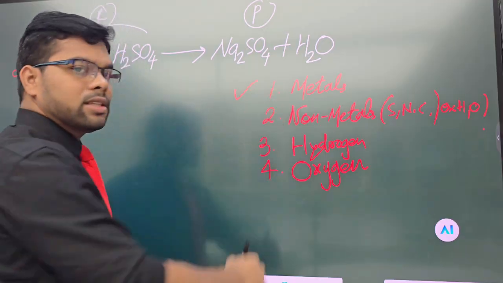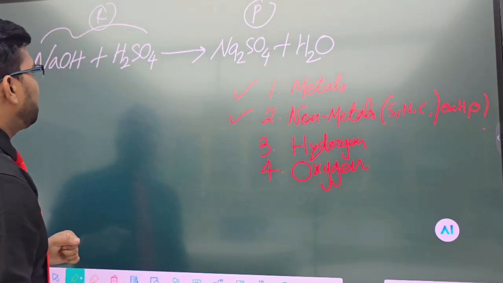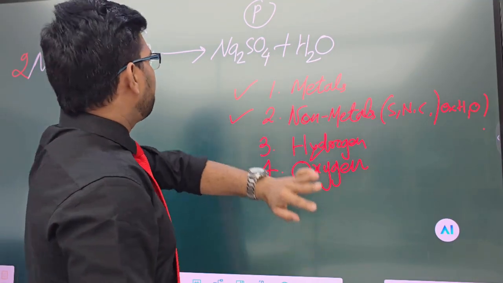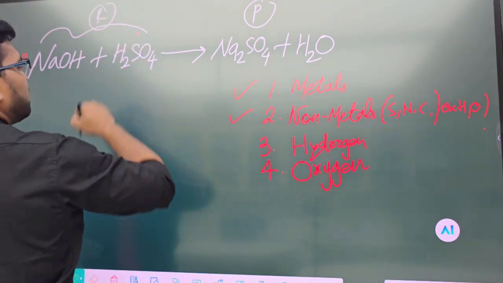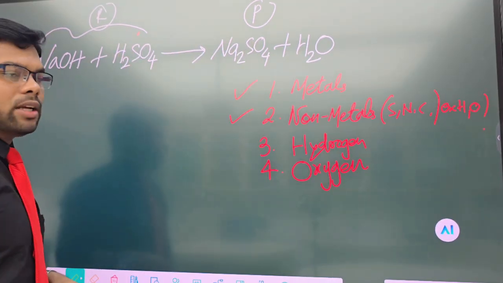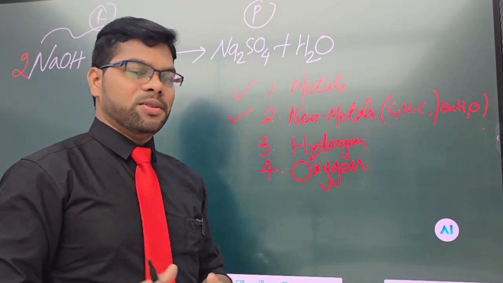Your metal is balanced now. Done. Metal is done. Now go for non-metals, like sulfur, nitrogen, carbon, except hydrogen and oxygen. You can see sulfur here. One sulfur on the left side, one sulfur on the right side. So sulfur is also balanced. Thirdly, you have to balance hydrogen.